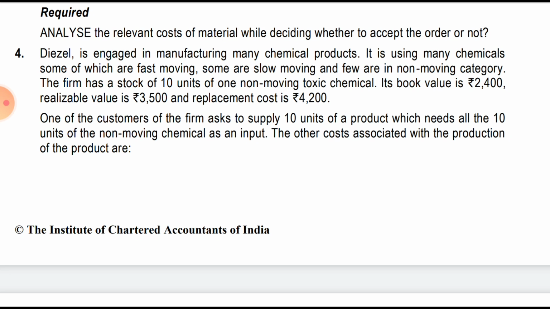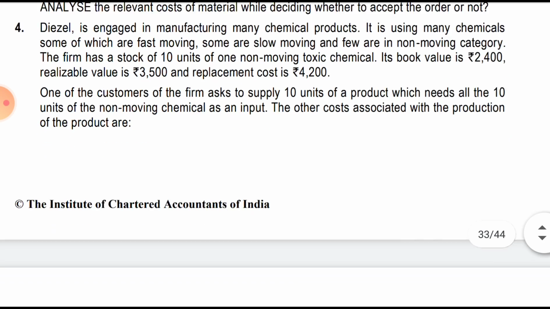The other costs associated with the production of the product: which cost will we use? We will not use book value first of all, so either replacement or realizable value. We will use realizable value, because we are not purchasing; we have these 10 units in our hand and we are using these 10 units, so we will be using realizable value as our cost for the 10 units, which is 3,500.